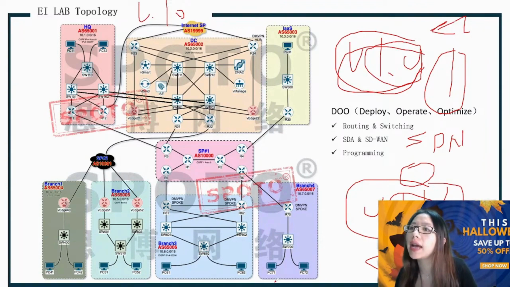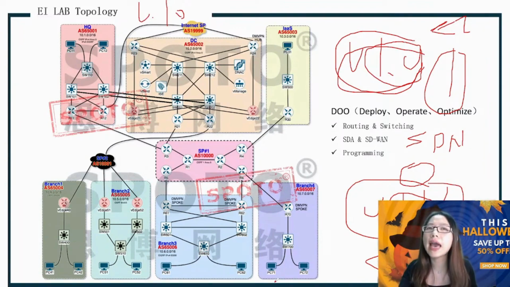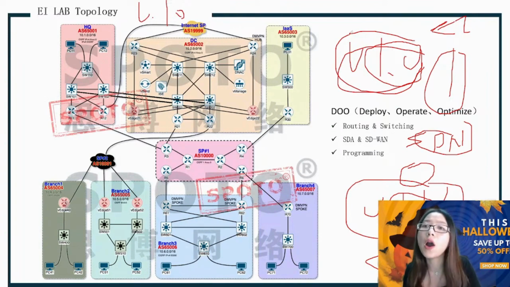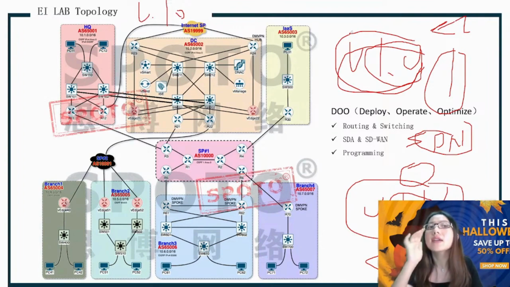Will the topology and the configuration remain the same between versions? I guess it's impossible, because Cisco has told us it will change a lot in SDN. Only the knowledge points about routing and switching haven't changed much. Okay, so let me introduce this old version first.